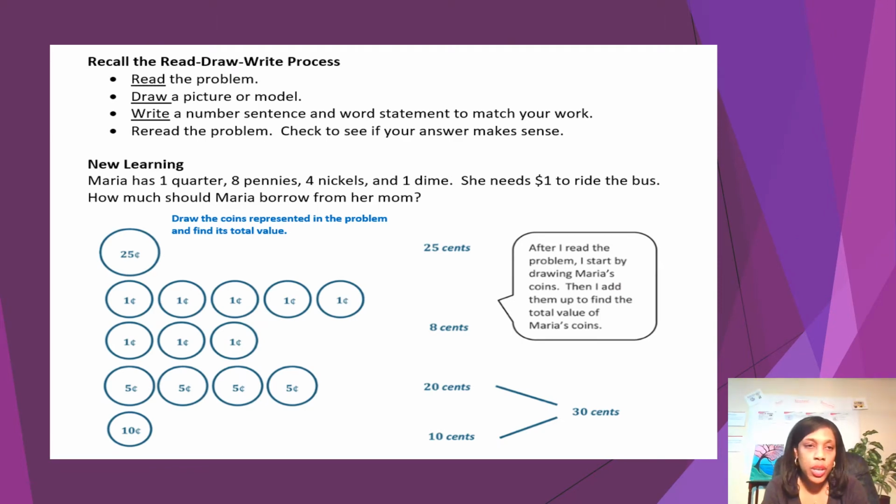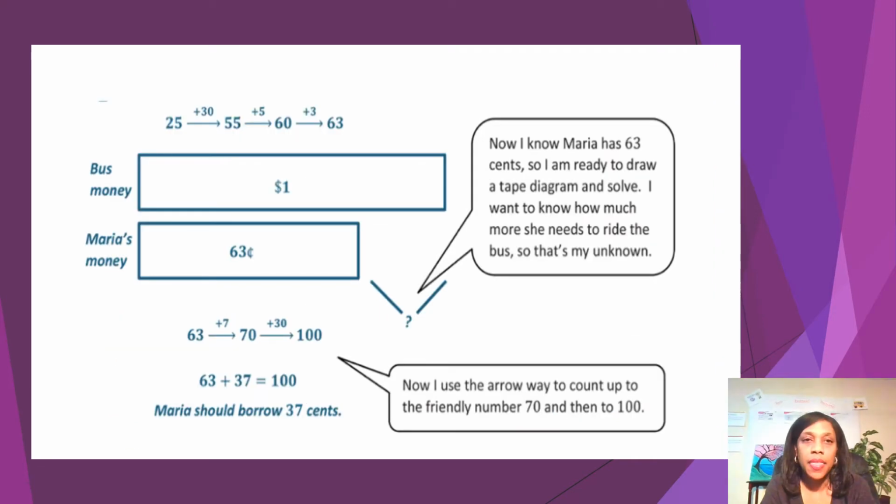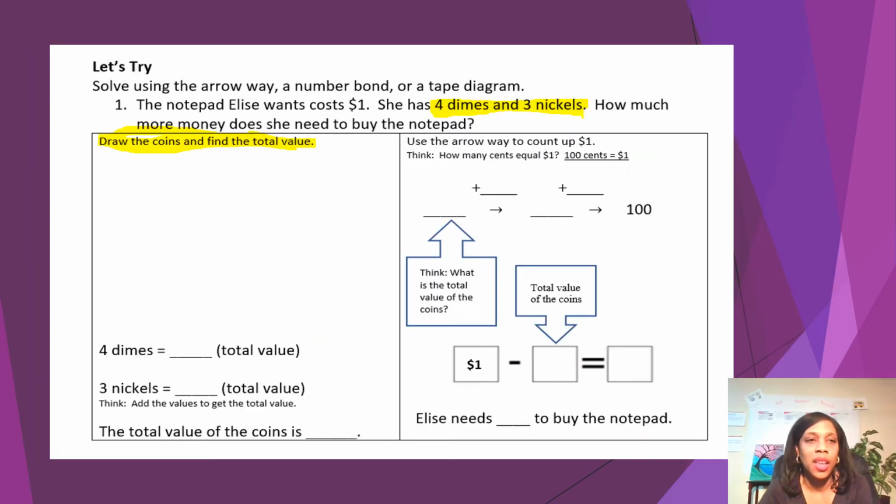Today, we're going to use the read, draw, and write method to help us solve some word problems. This anchor chart shows us how to use the tape diagram and the arrow way to solve problems. Okay, so let's try this problem here. We're going to solve using the arrow way, a number bond, or a tape diagram. The notepad Elise wants costs $1. She has 4 dimes and 3 nickels. How much more money does she need to buy the notepad?